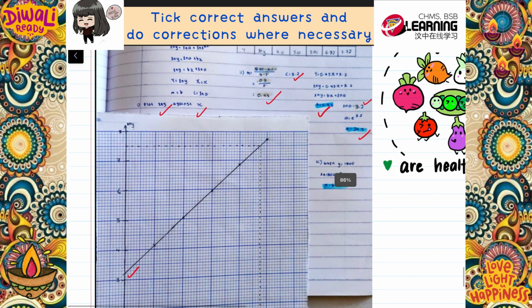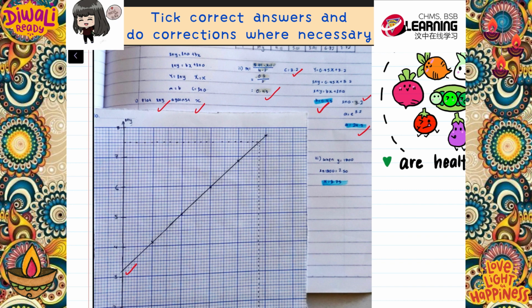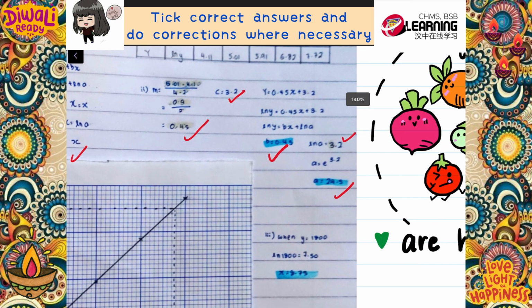Please take note that everyone's graph is different. Yours can be 3.2, can be 3.1, can be 3.15. So your answer will be different.